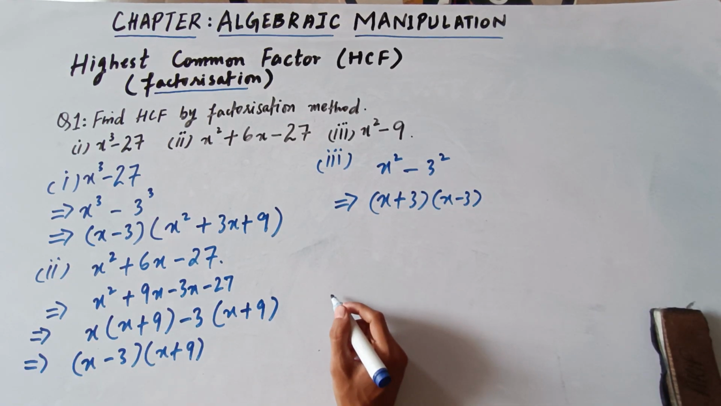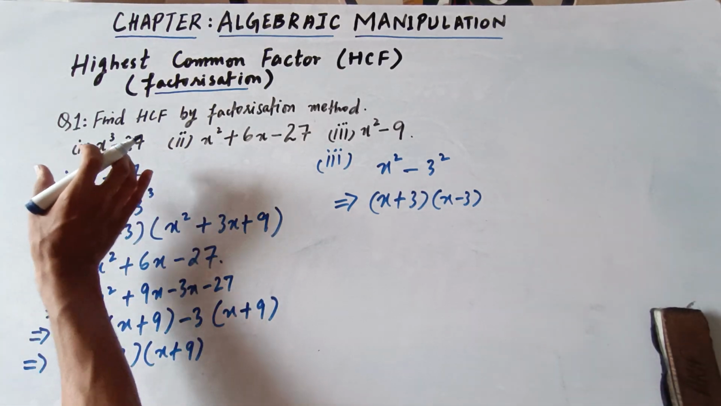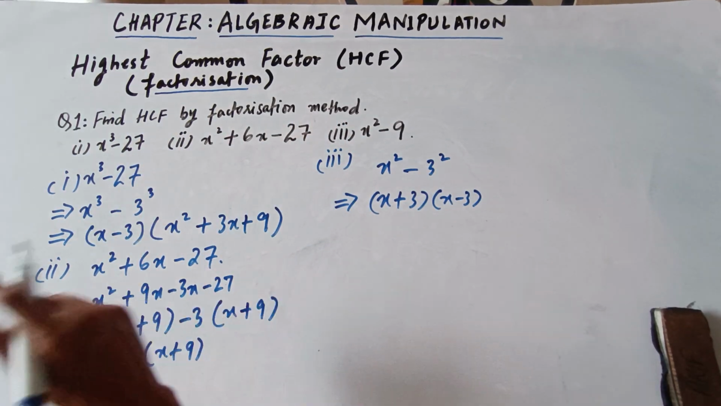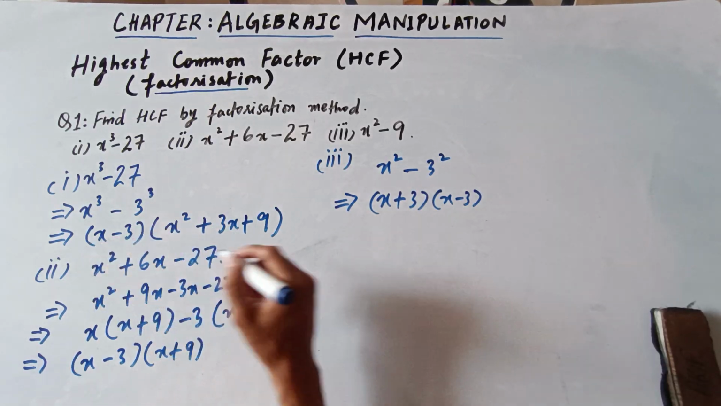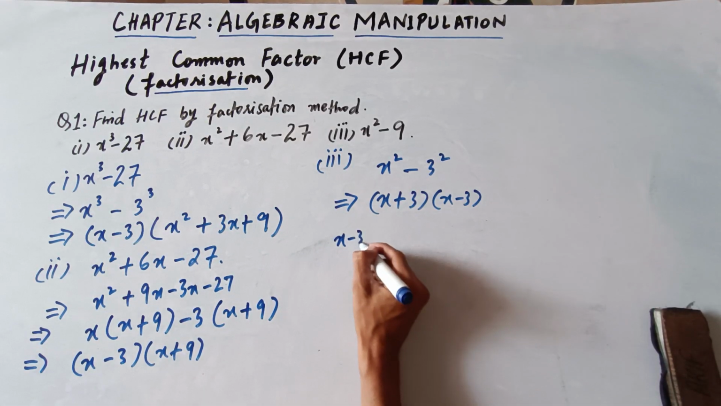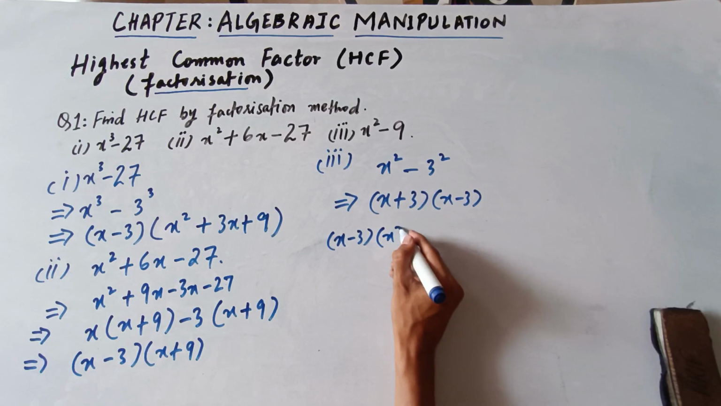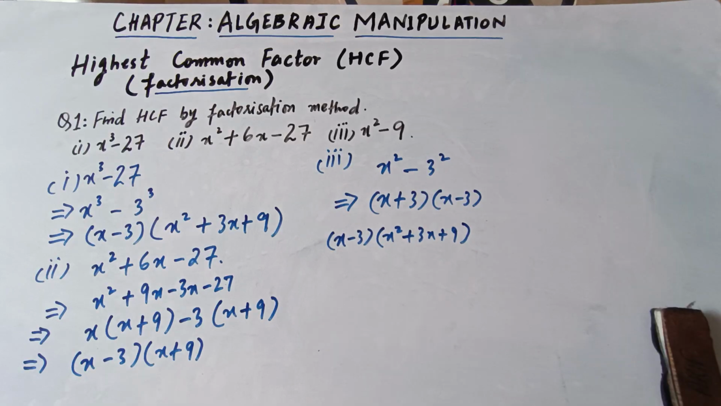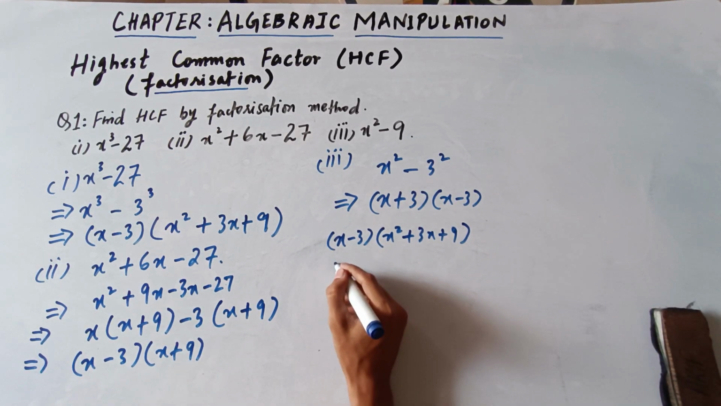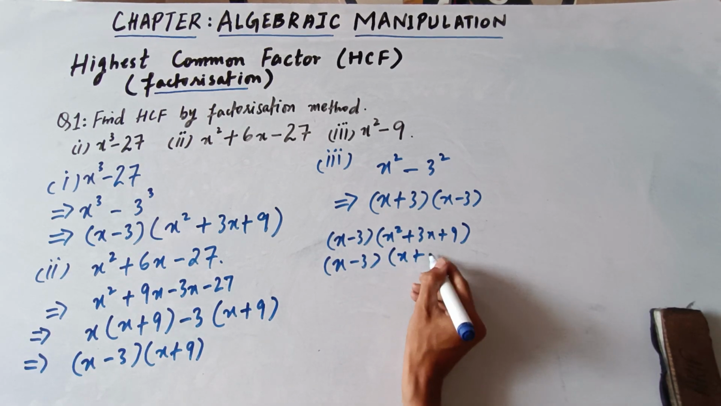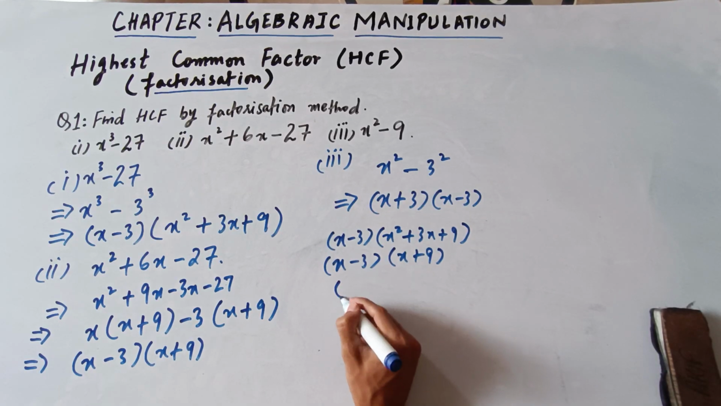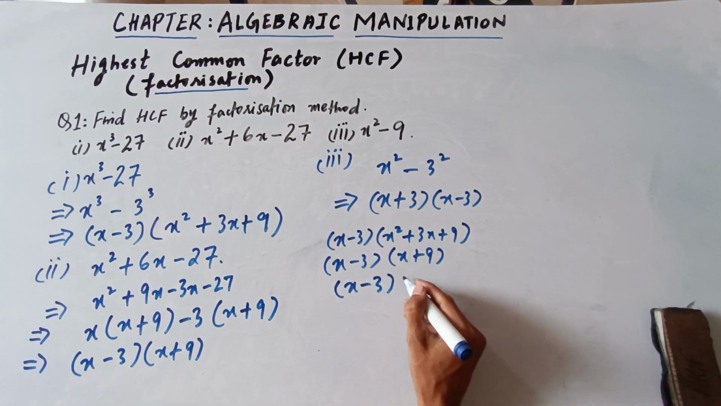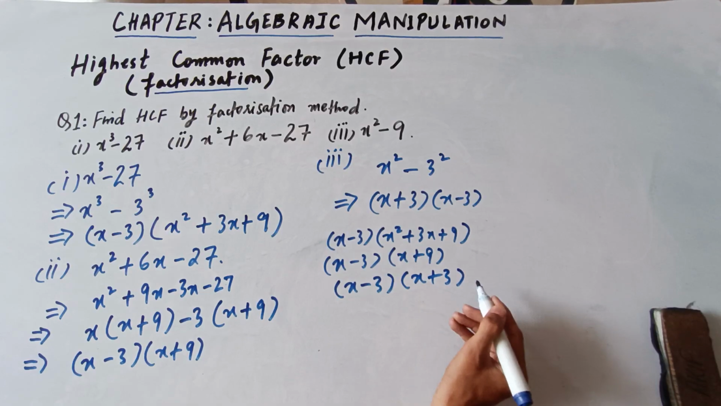Third one. Now write all the polynomials again in the factorized form. The first one is x minus 3 times x square plus 3x plus 9. Second one is x minus 3 times x plus 9. Third one is x minus 3 and x plus 3.